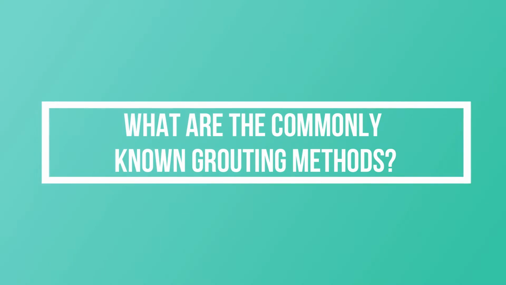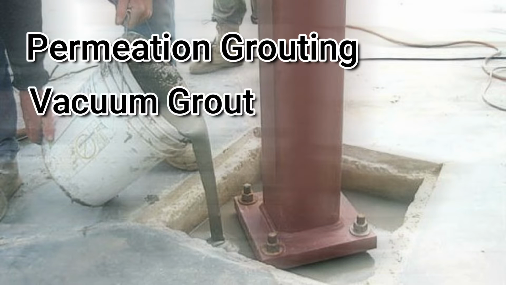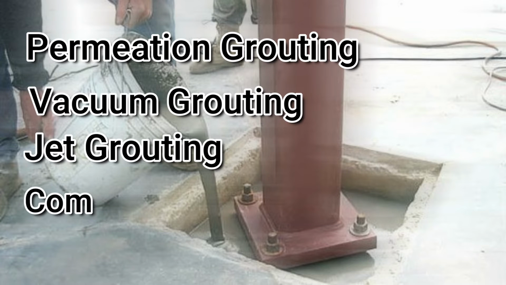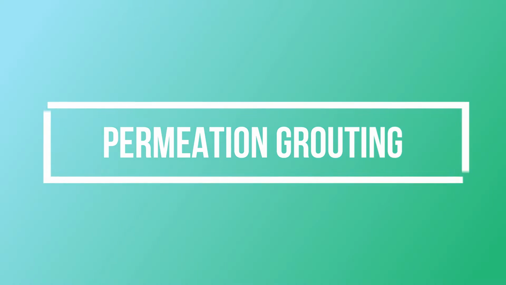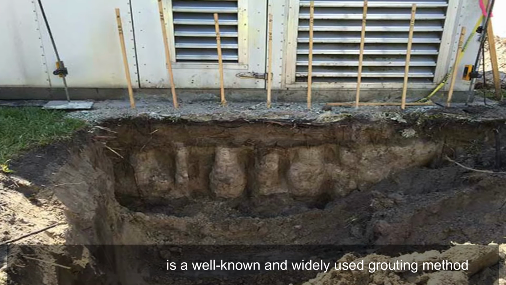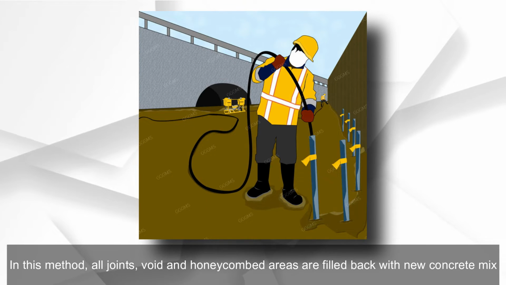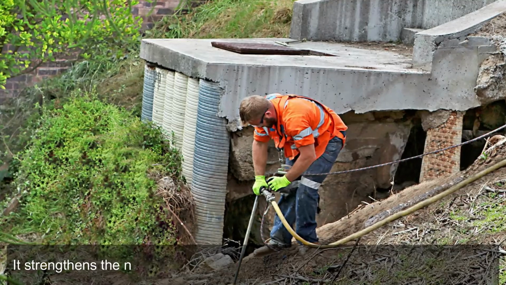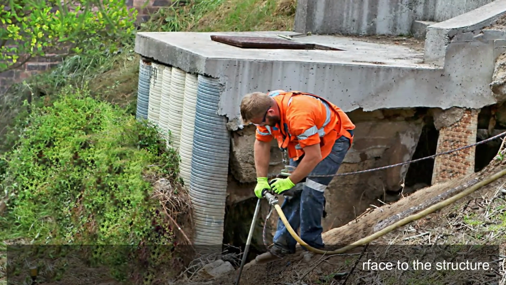What are the commonly known grouting methods? Permeation grouting, vacuum grouting, jet grouting, compaction grouting, and fracture grouting. Permeation grouting is a well-known and widely used grouting method. In this method, all joints, voids and honeycombed areas are filled back with new concrete mix. It strengthens the new formation and provides a clean surface to the structure.